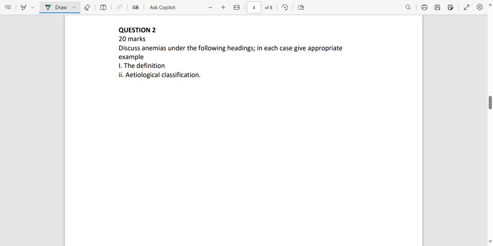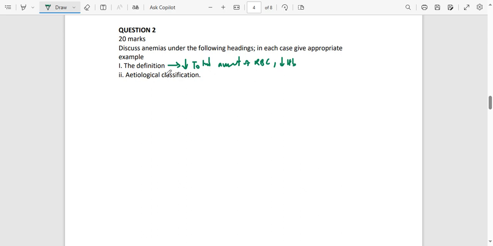Thank you so much. As direct as that. So in definition, we can have reduced total amount of red blood cells, or we can be talking about reduction in hemoglobin. And because of the reduction of hemoglobin or the total number of red blood cells, there is a reduction in oxygen delivery to tissue. And you know that if there is not enough oxygen delivery to tissue, that is hypoxia.